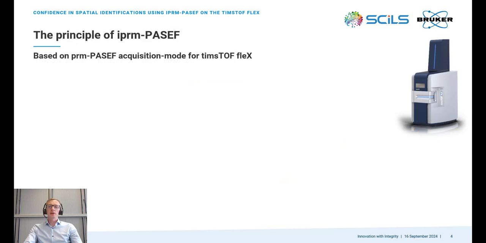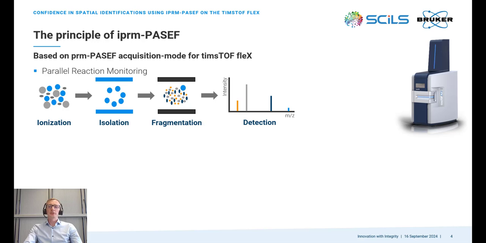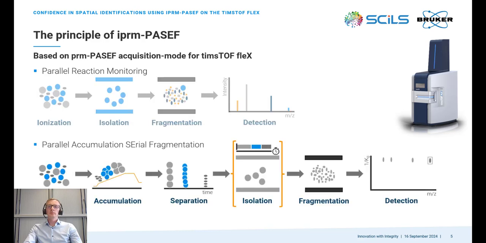iprm-PASEF is based on the PRM-PASEF acquisition mode of the timsTOF fleX system. In PRM, a targeted ion population is isolated using a quadrupole, fragmented in the collision cell, and the resulting fragments are analyzed using high mass resolution. We combine this with PASEF, in which we use ion mobility to separate ions in space and time before entering them into the quadrupole, so that from a single MALDI acquisition, which in an imaging experiment would be a pixel, multiple precursors can be fragmented.